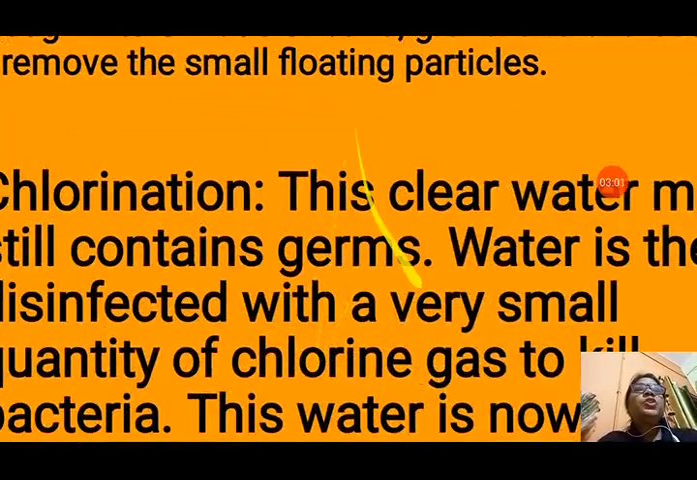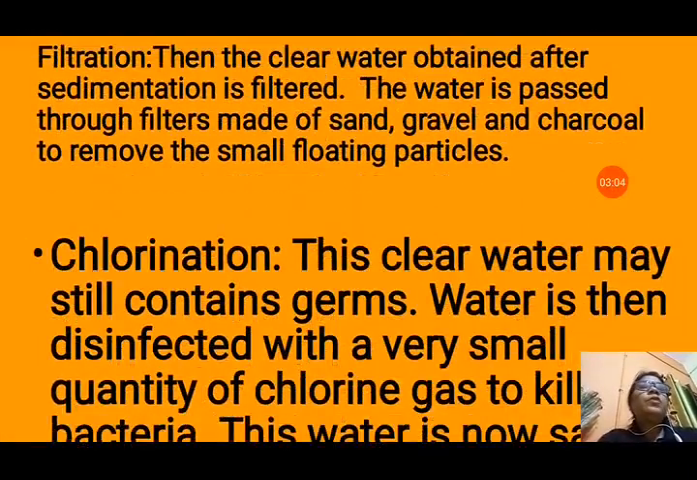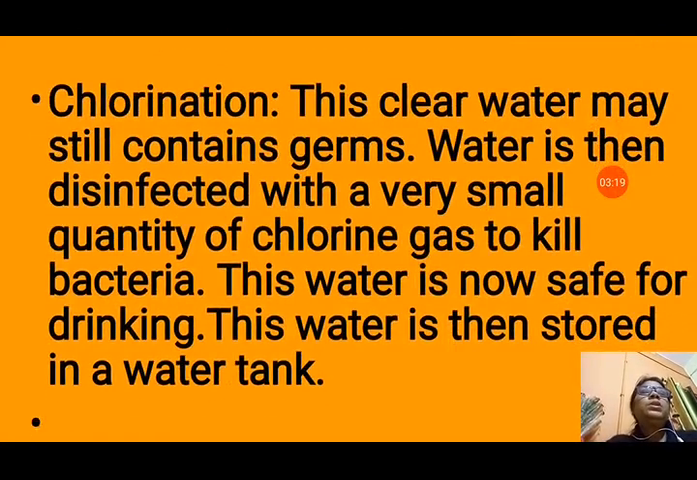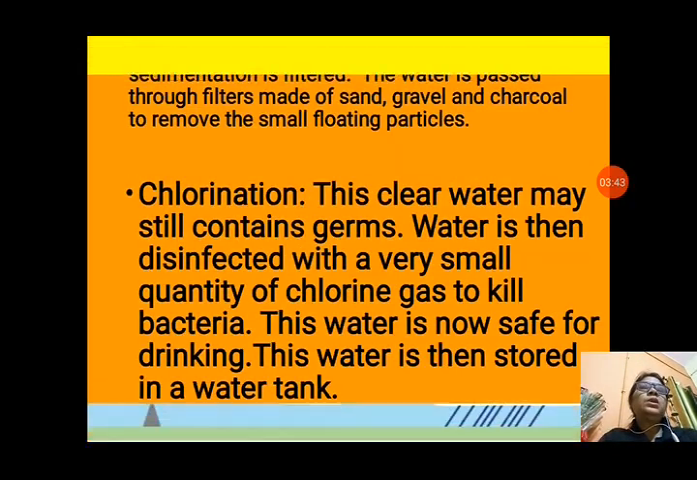Now, next is filtration. In the filtration process, the clear water obtained after sedimentation is filtered. The water is passed through filters made of sand, gravel and charcoal to remove the small floating particles. Then this clear water may contain germs because germs are not killed here. Water is then disinfected with a very small quantity of chlorine gas to kill bacteria. This water is now safe for drinking. This water is then stored in a water tank. So, after chlorination, chlorine kills the germs present in the water.